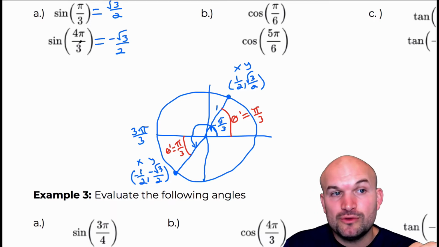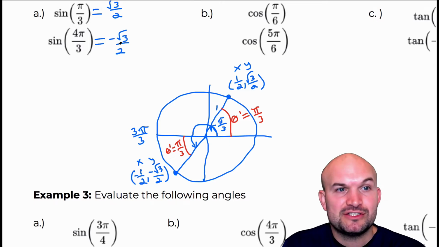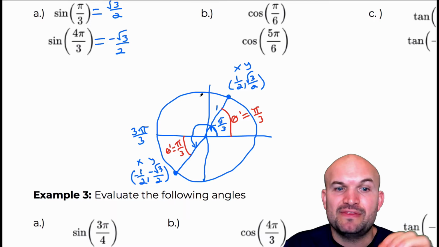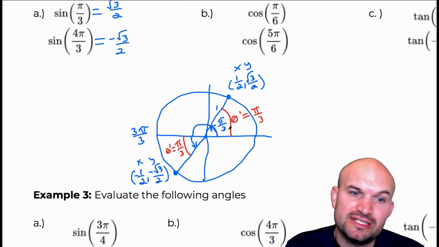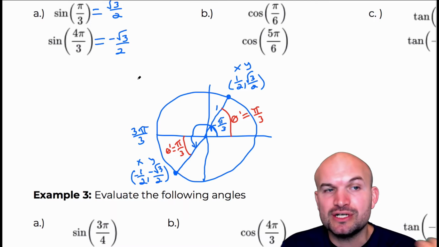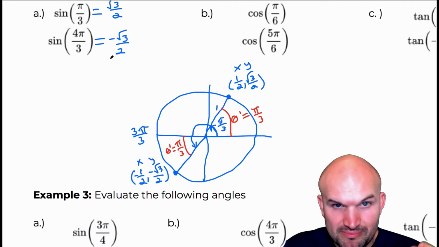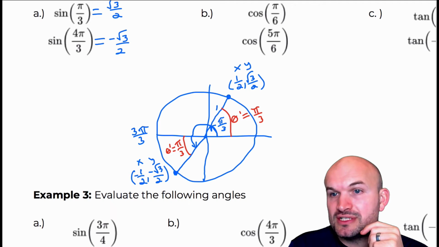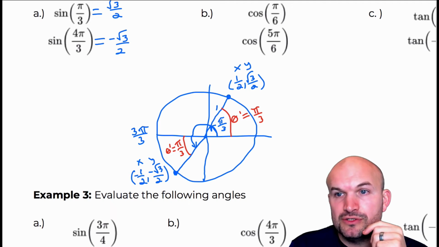So if I know the reference angle here, I know that the value is going to be square root of 3 over 2. The only thing I need to do now is apply the sign based on the quadrant that the angle lies in. And you can see here the angle lies in the third quadrant, so therefore the y coordinate must be negative. Now let's take a look at another example here with, let's do green here.